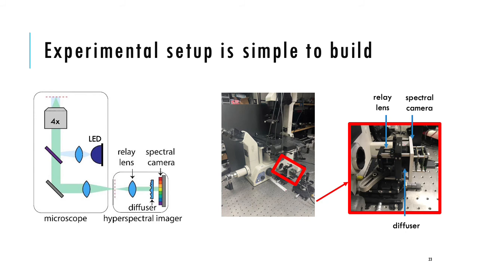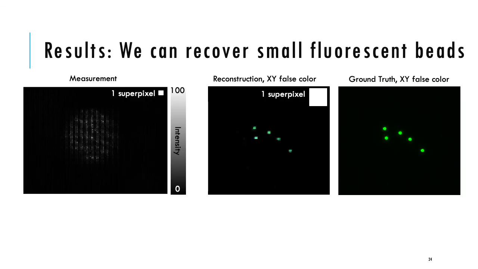We built an experimental setup in our lab to test this approach. We aligned this hyperspectral imager to the side port of a Nikon TE300 epifluorescent microscope with a 4x objective and a blue LED for excitation. The imager consists of the relay lens, diffuser, and the spectral camera. Our initial experimental results look promising.